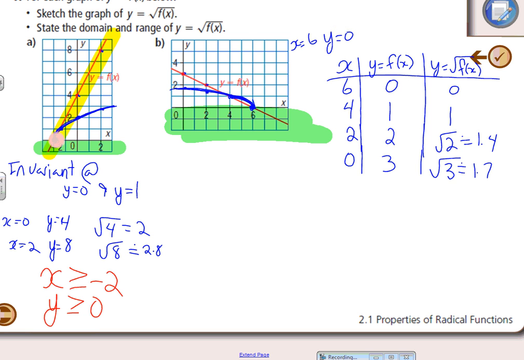Let's look at our domain and range. Originally, the domain was x ∈ ℝ, but now it starts here at the 6, and it goes to the left. So we've got x is less than or equal to 6. And again, the same thing with the y. The y is above the x-axis, so greater than or equal to 0.